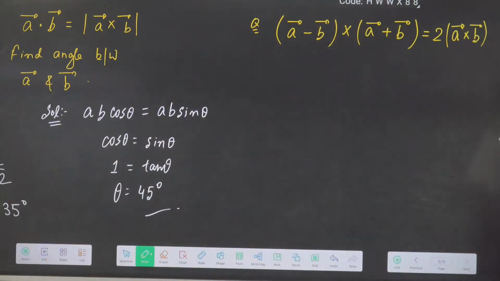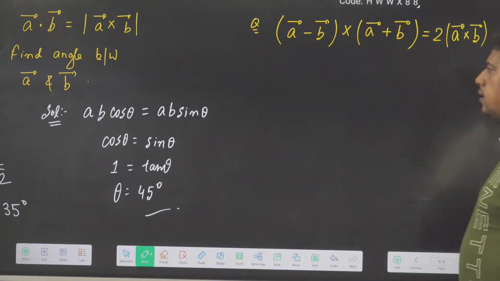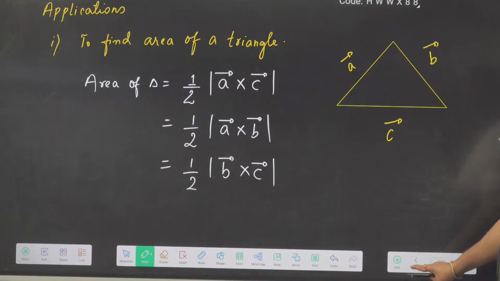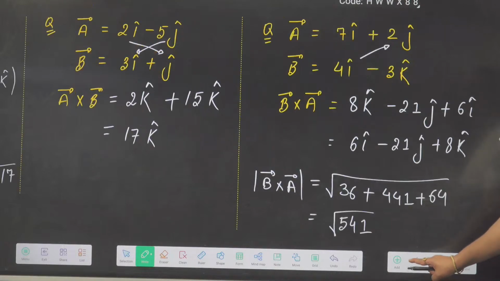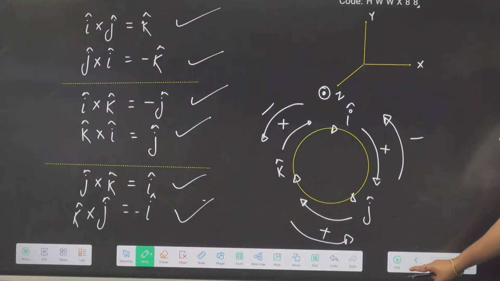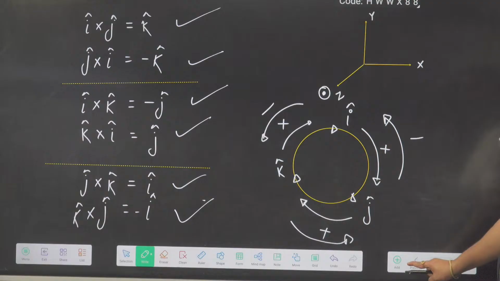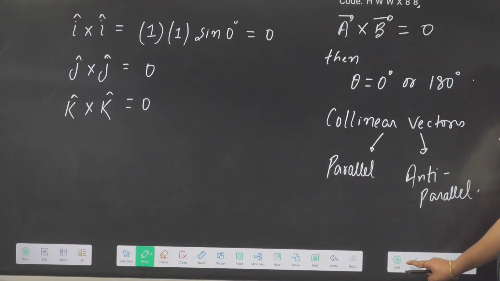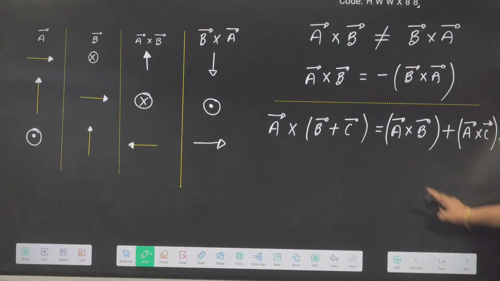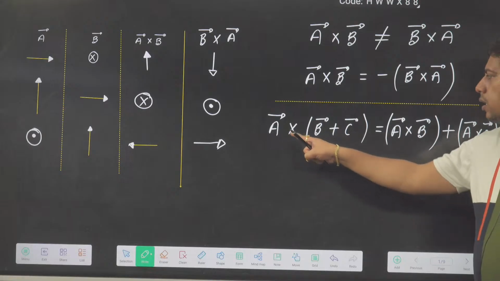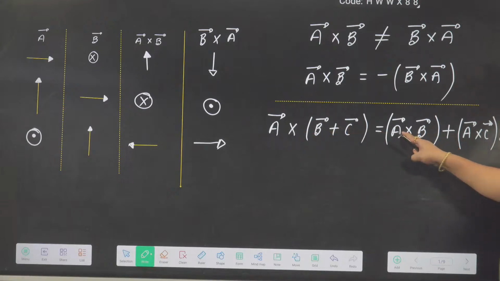Come on. Anyone? If you prove it, then give a thumbs up. Use this property, bacha. A cross B plus C, na? Multiply like this. Multiply like this. Come on.